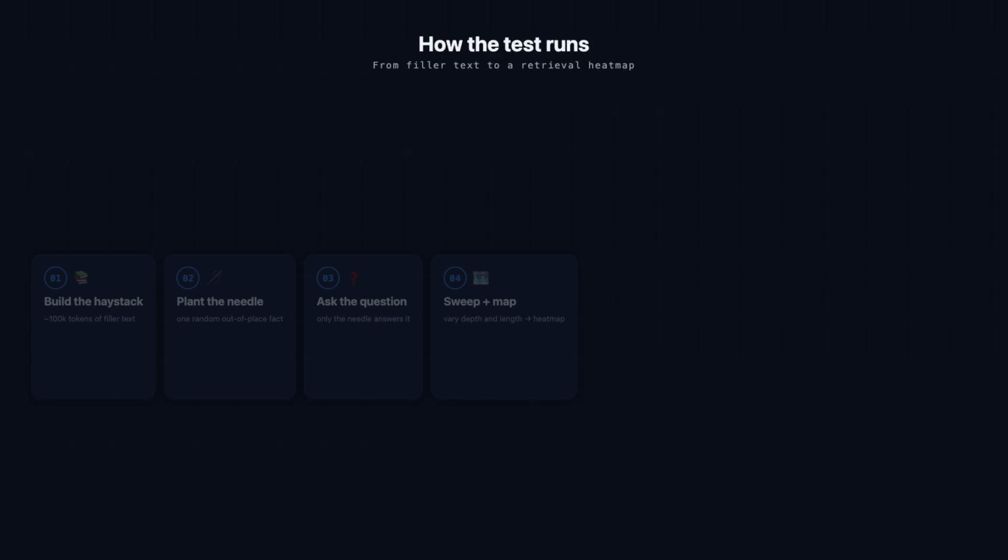So the test itself is almost embarrassingly simple. 4 steps, and you can run it against any model with a big context window. First, you build the haystack. Take a huge pile of filler text, say 100,000 tokens of essays, and paste it all into one giant prompt. This is the noise the model has to see through.